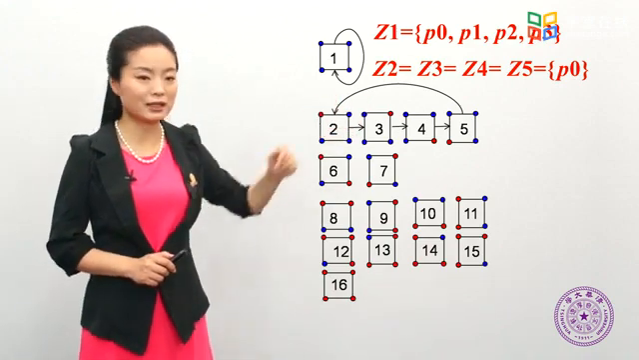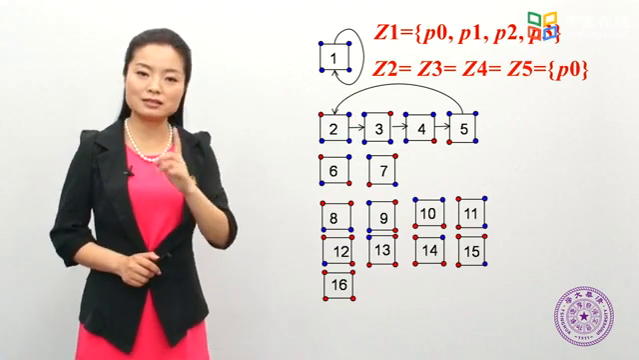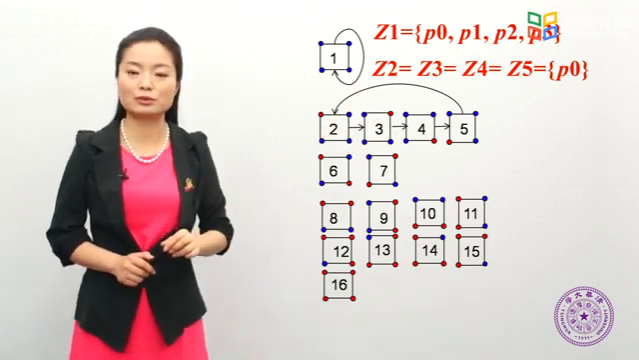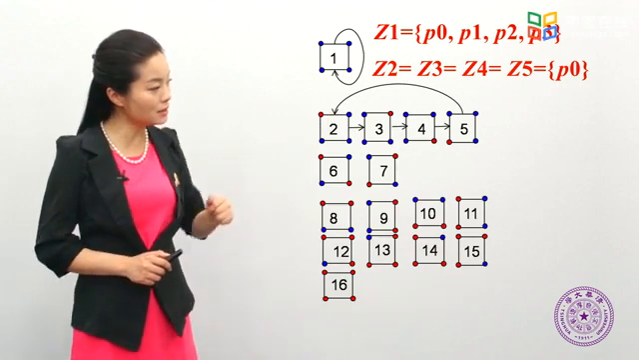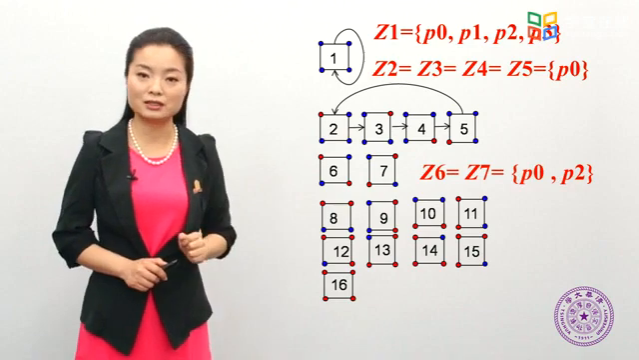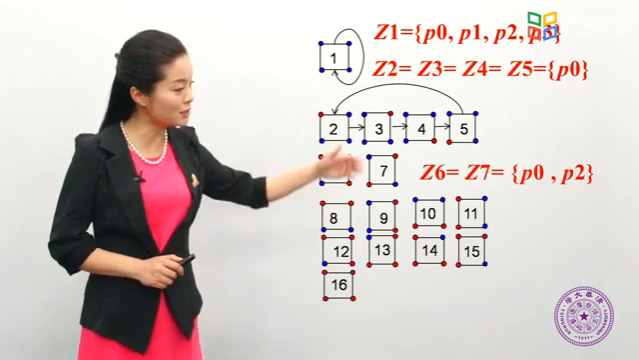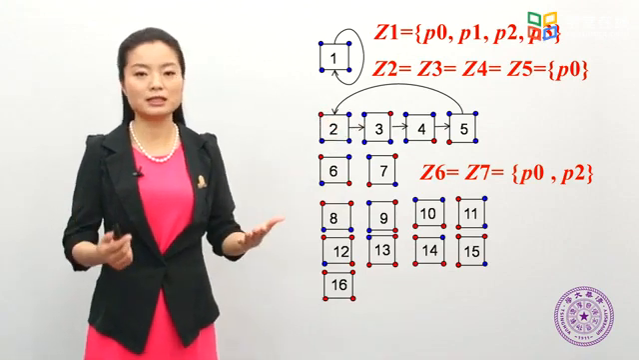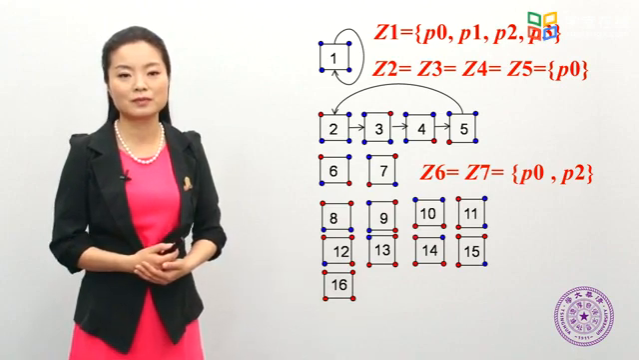Coincidentally, the stabilizers of 3, 4, 5 are the same as that of 2. Then, corresponding to 6 and 7, what does 6 contain? It contains rotation of 0 degrees and rotation of 180 degrees. Therefore, it is P0 and P2. For 6 and 7, their stabilizers are completely the same. At this time, we will be thinking, is there a certain relationship between equivalence classes and stabilizers?